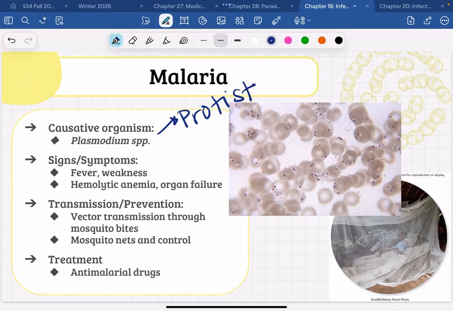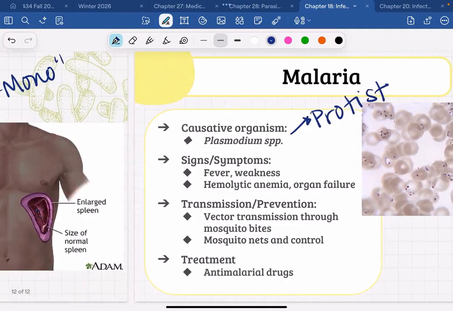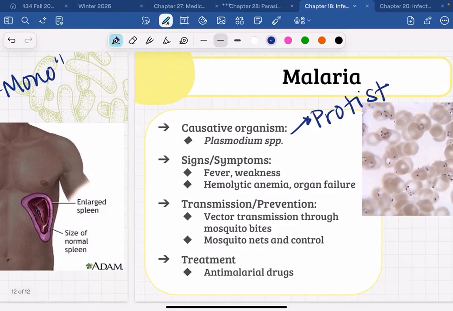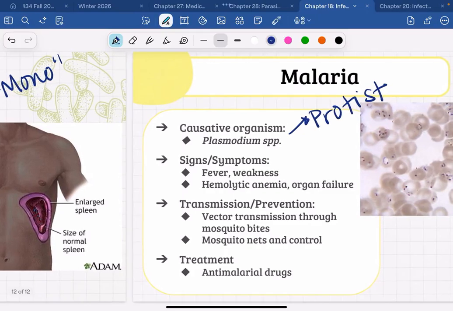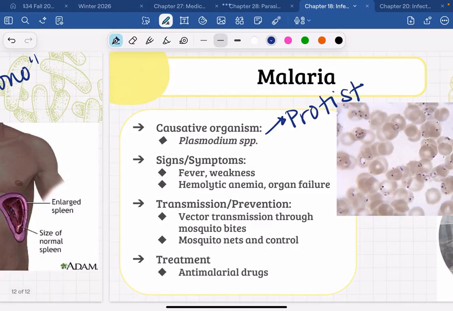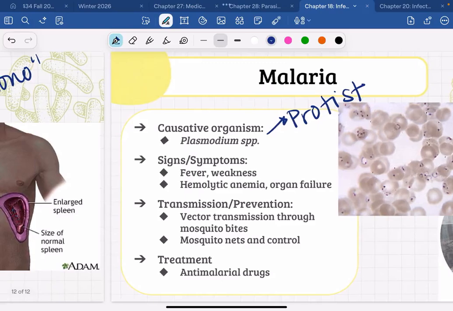It's a eukaryotic organism. Okay, but it's not a plant, animal, or fungus. And the causative organisms of malaria are Plasmodium species. And we're not going to talk about the different species. All you have to know is the genus. It's caused by Plasmodium species. And the signs and symptoms of malaria, early signs and symptoms are fever and weakness. But again, those are true of a lot of diseases. Kind of the hallmark is the hemolytic anemia.